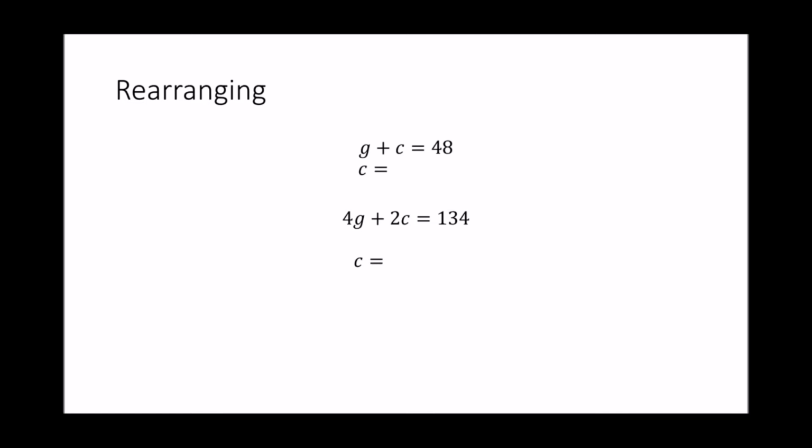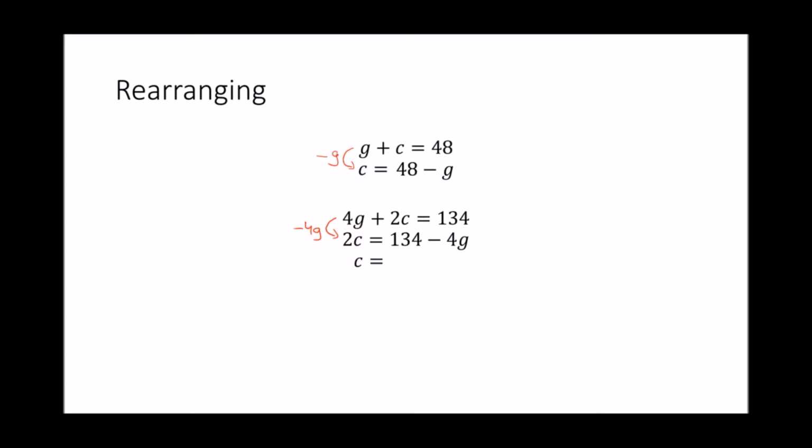There only G is in the way, so we do minus G on both sides. And that will give us C equals 48 minus G. The second one is a bit more difficult because we don't want to know what 2C is, we need to know just what C is. But first we need to get rid of whatever is added to or subtracted from that 2C. So in this case we have to get rid of that 4G. So we do minus 4G. That leaves us with 2C on the left side and 134 minus 4G on the right side.